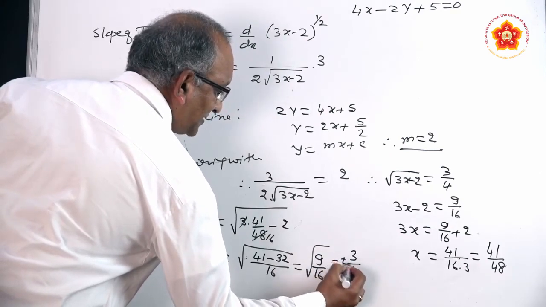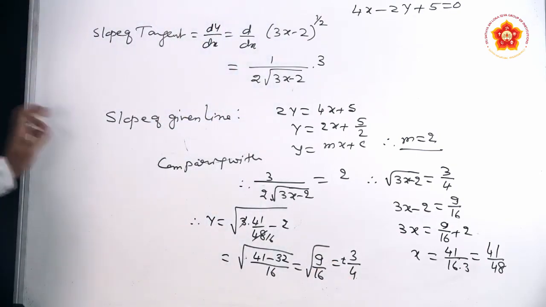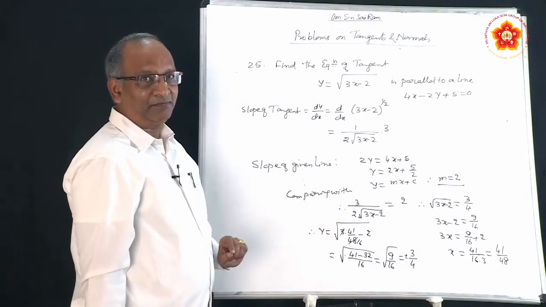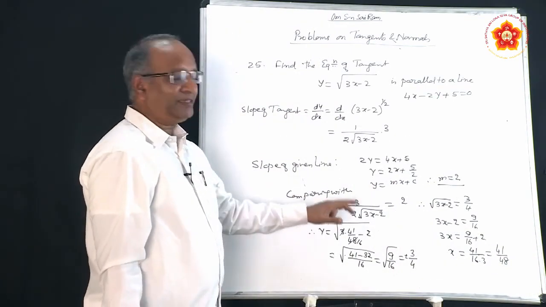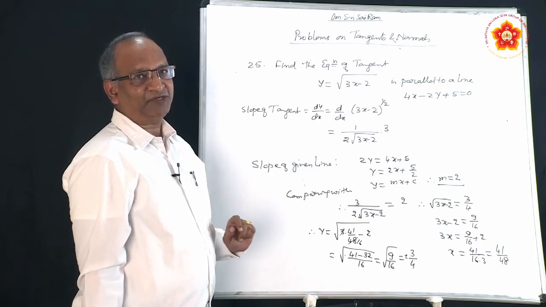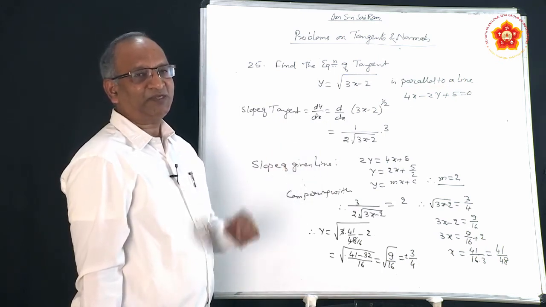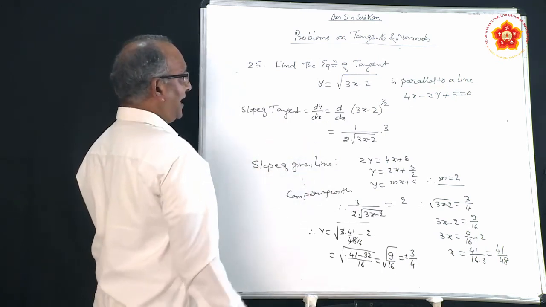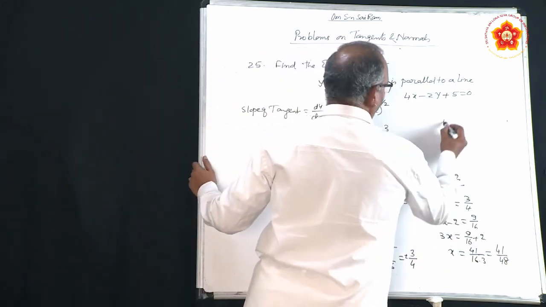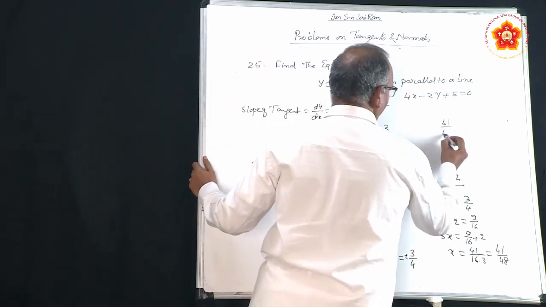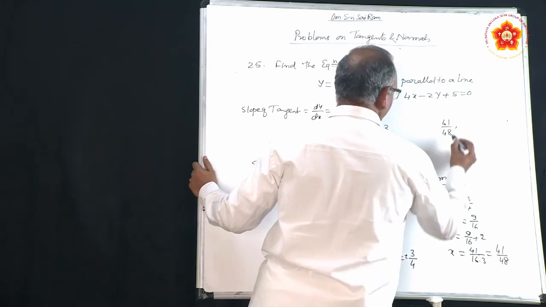Actually, we should take plus minus both. Both the values can be taken, but you will find that only the plus value will satisfy the equation, minus value will not satisfy. So, we reject that. So, the answer is 41 by 48 comma 3 by 4.